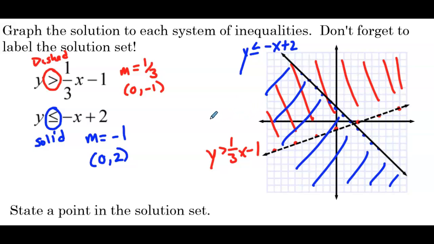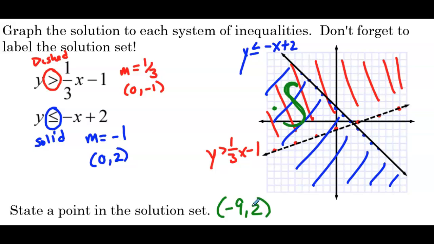So now, what is the solution to the system of inequalities? Well, it's where the blue and the red overlap. So we'll put a nice big S in this region. So any point in this region is a solution to the system of inequalities. So if you see below, state a point in the solution set. So let's pick that point there. So that would be the point -9, +2.